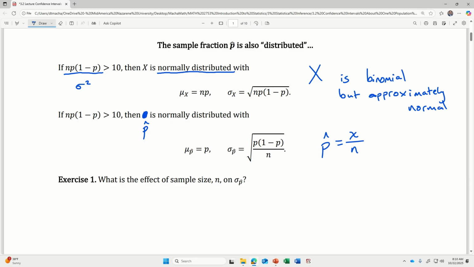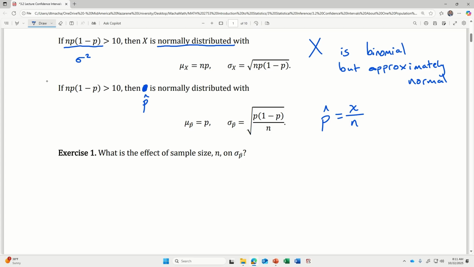which decreases the dispersion in this distribution for the sample fraction, and it increases our confidence then that the sample fraction we calculate is going to be very, very close to the population fraction. So remember, the game here is we have this population fraction, which is a parameter. And most of the time, we never exactly know what the parameters are. If you do already know what the parameters are, then there's no point in doing statistics.